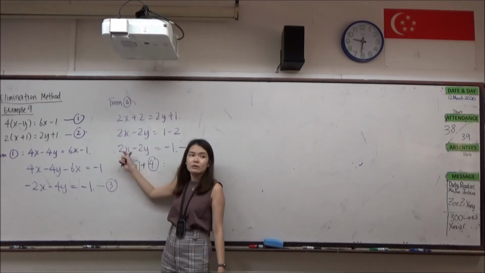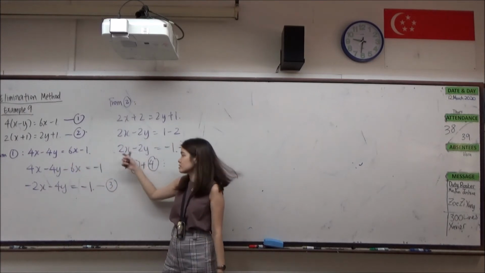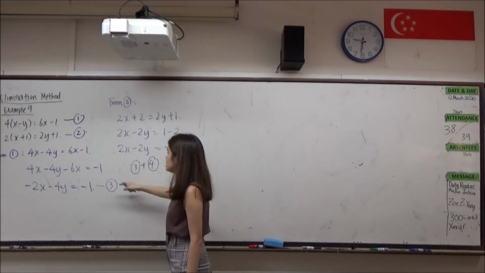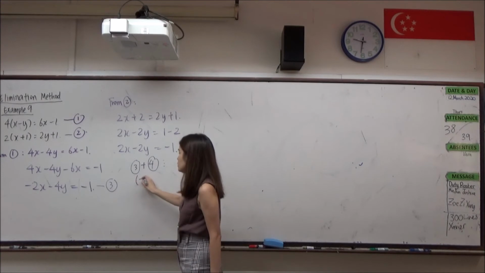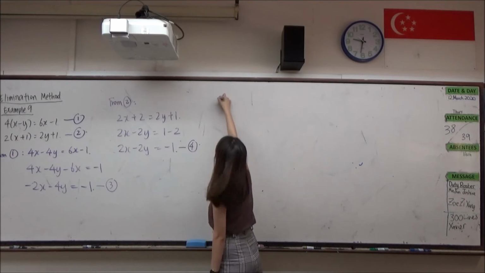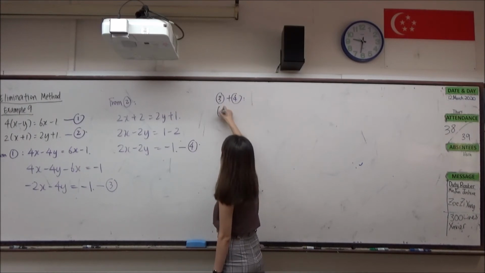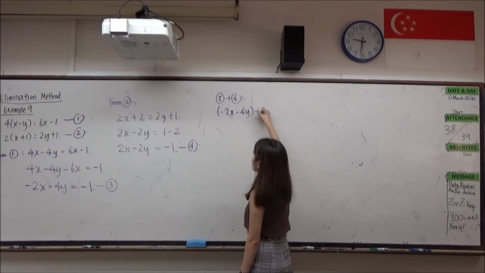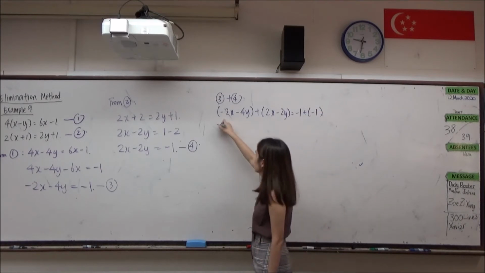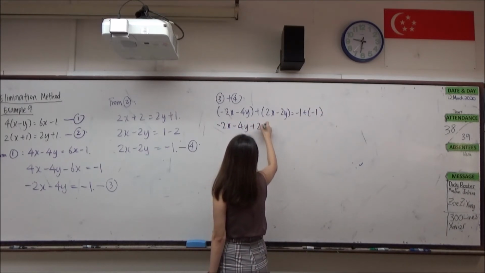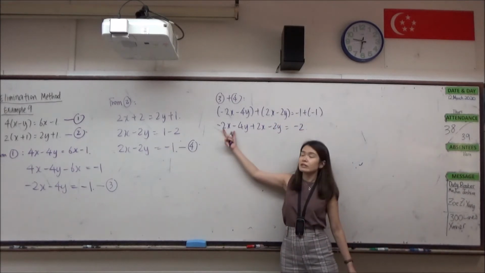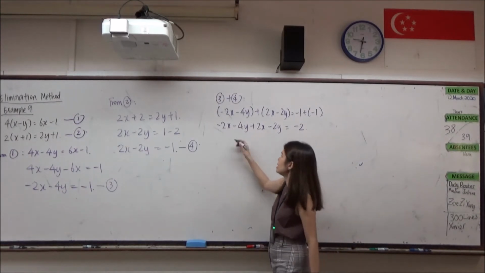Okay. So because we're trying to eliminate away x. This one is a negative 2x and this is a positive 2x. So actually taking equation 3 plus equation 4 will help you to get rid of the x itself. Let me just write it above. 3 plus 4. So we have this negative 2x and this positive 2x over here.